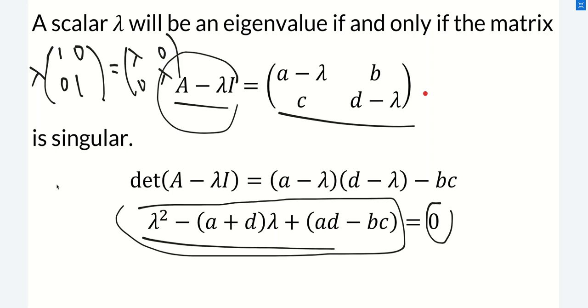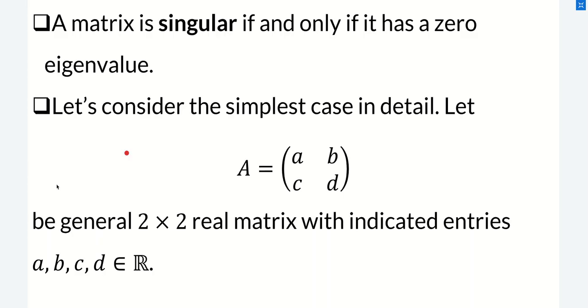Okay. Now we said if you solve this equation and you get the eigenvalue to be 0, then it's telling you that that matrix is what? Is singular. Yes, Albert.